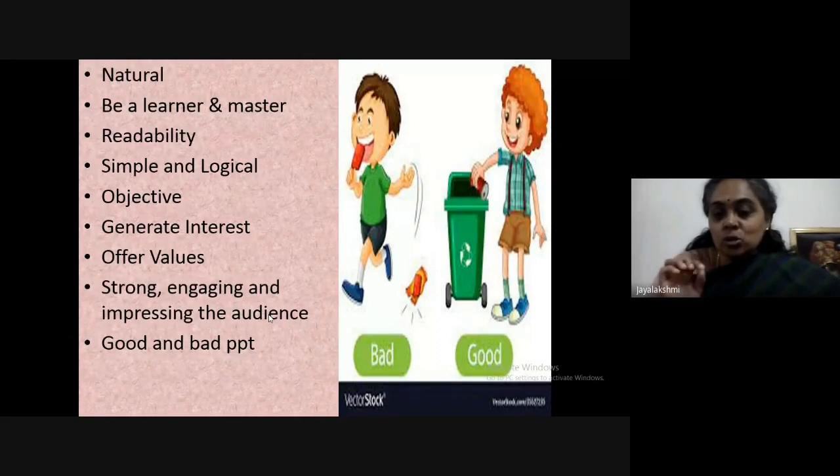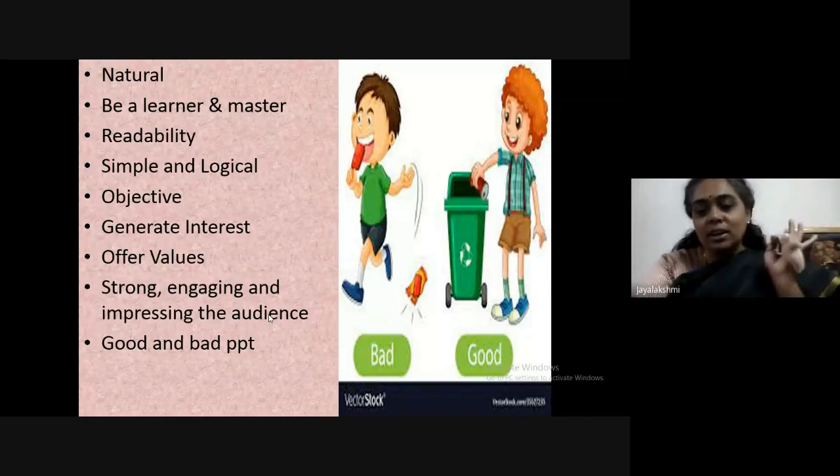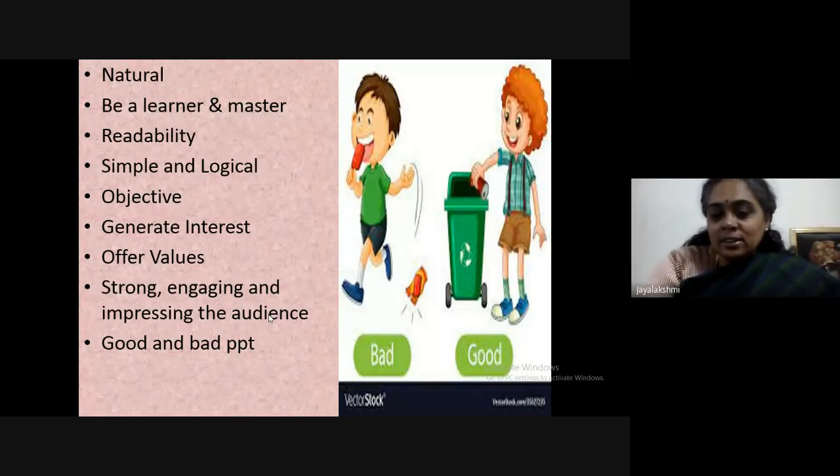So here, you should be very object-oriented. When you're talking about something, as I told you, you're giving examples. Don't deviate too much. Come back. Immediately join and tell them this is what I wanted to convey and I have conveyed. So, object-oriented. Then, it should generate interest.